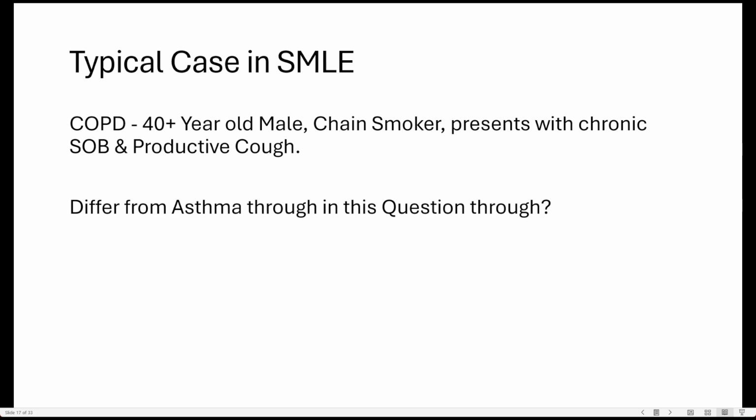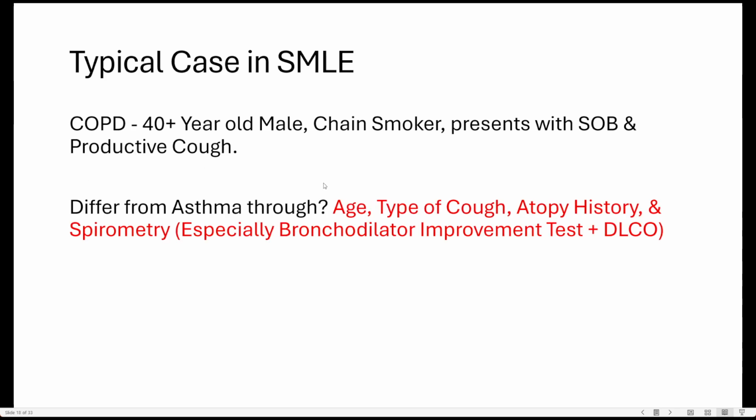From the age. If you look at the patient's age, he is 40 plus years old. In the case of asthma, it is a young person. What about the type of cough in asthma? It's a non-productive cough, while here it's productive. What about history of atopy, allergy history? This is in asthma and not likely to be in COPD.